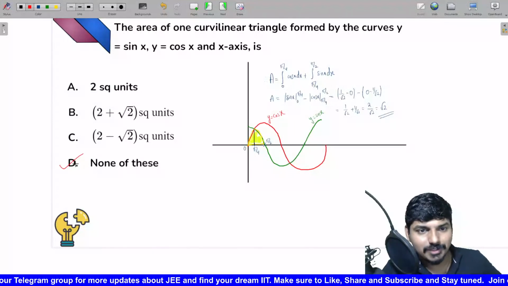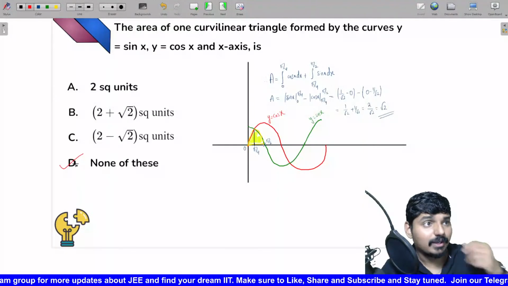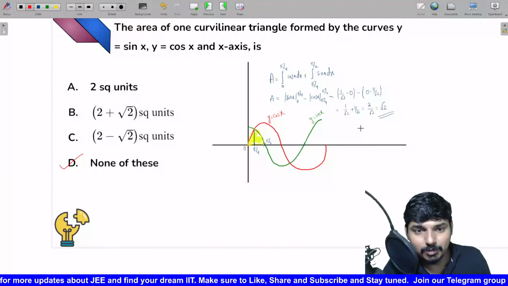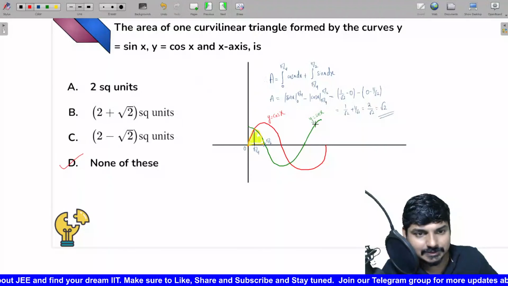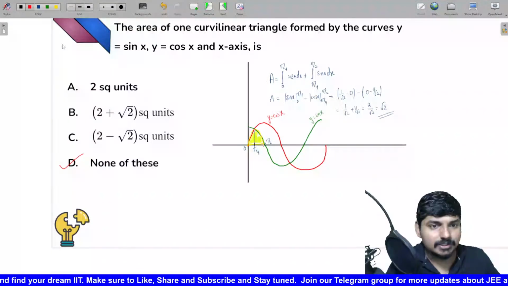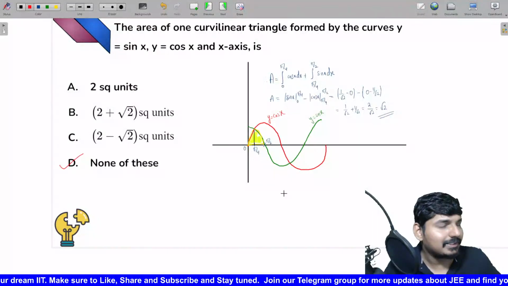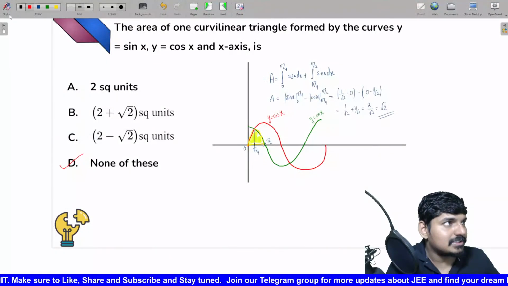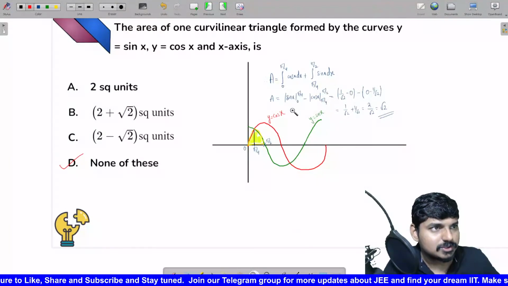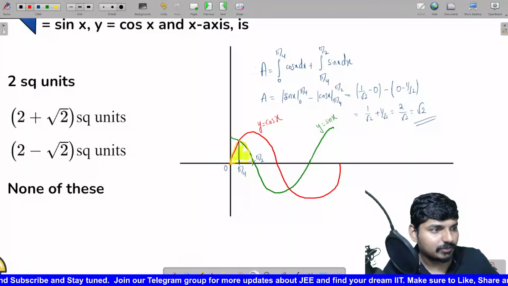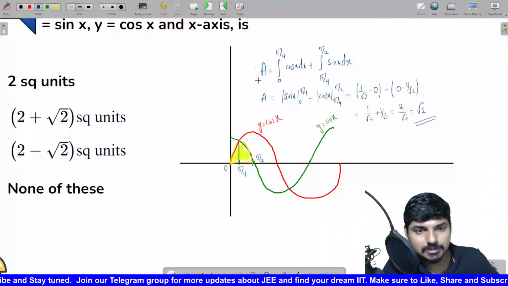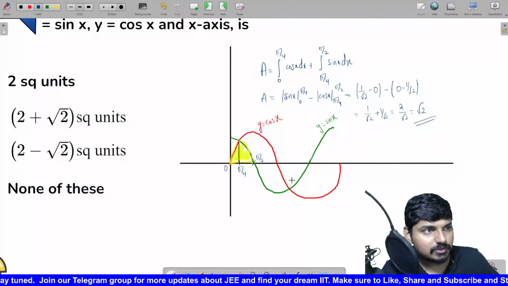So I hope this question is clear. Again, in this particular question, here y equals sin x curve, and this is going to be your y equals cos x. Let me zoom in a little so that it will be more clear. Okay, now everyone look at this. Here, first I have drawn the cos x curve.